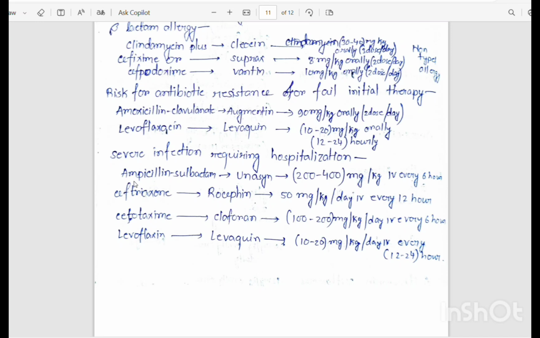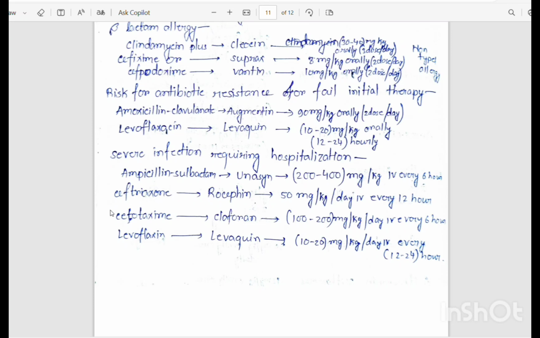Hospitalized children, we have to give antibiotics intravenously through injection, like ampicillin and sulbactam, brand name Unasyn, 200 to 400 mg per kg intravenously every 6 hours. Means every 6 hours we have to give this antibiotic. Then ceftriaxone, brand name Rocephin, 50 mg per kg per day, intravenous every 12 hours. Means after every 12 hours we have to give ceftriaxone.